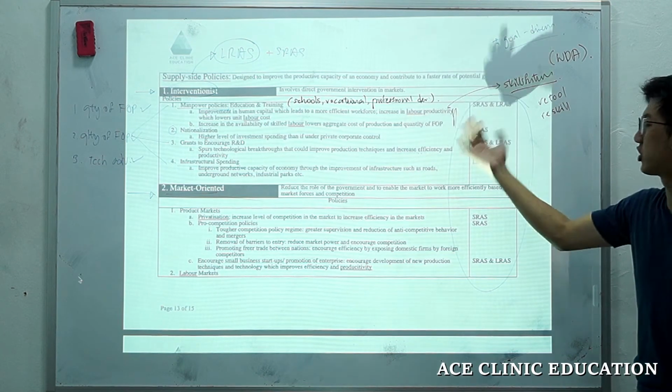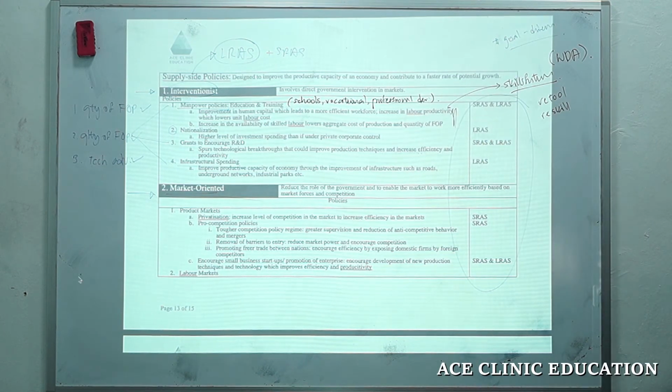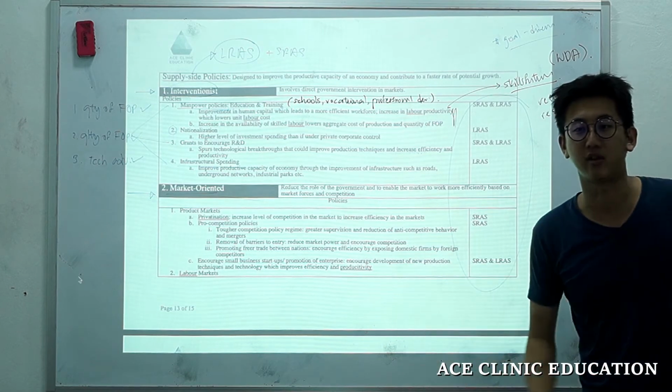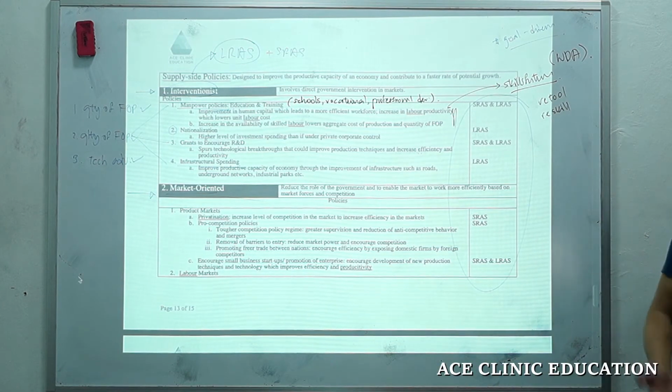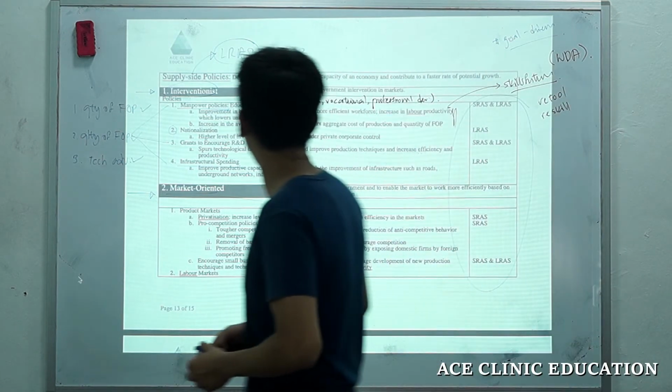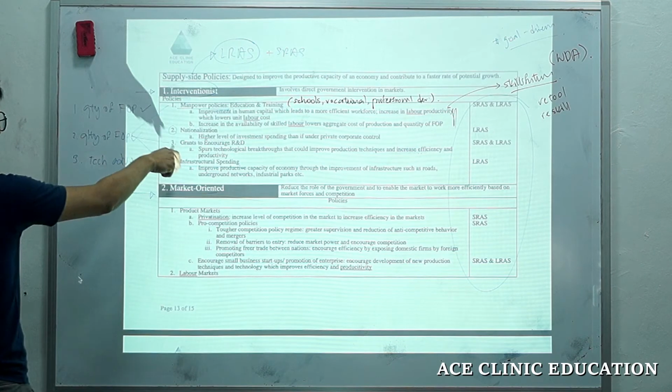Right, and obviously this will shift both SRAS and LRAS. Because your workers get more productive, your unit cost of production goes down in aggregate. At the same time, your quality of your labor improves. So the quality of FOP goes up as well. Okay? Okay, next.